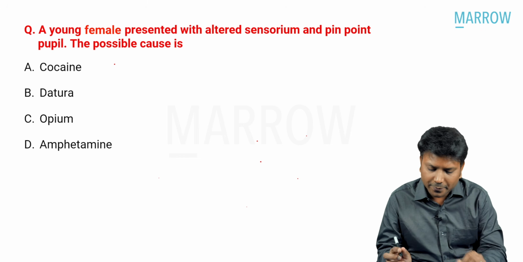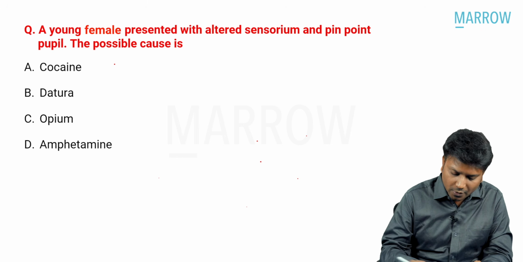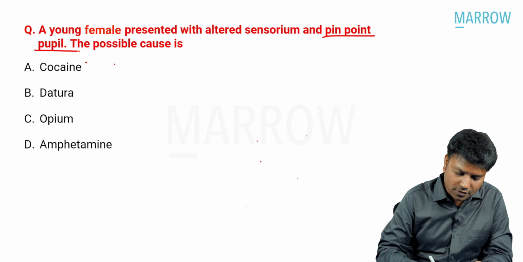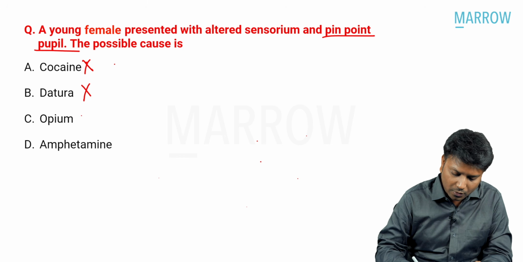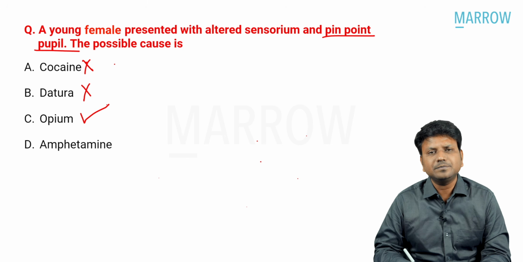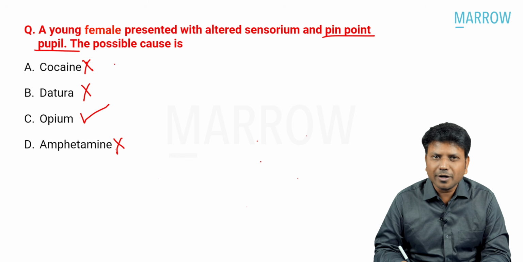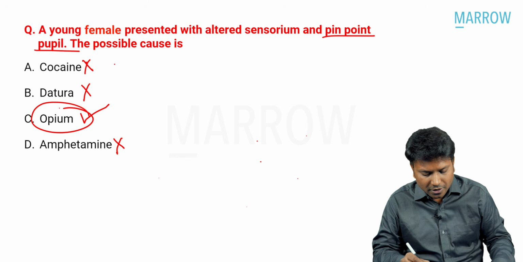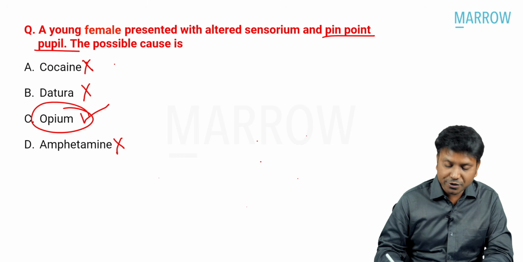A young female presented with altered sensorium, pinpoint pupil, what is the possible cause? We can look at the options. Cocaine, no, because cocaine causes dilated pupil. Datura also causes dilated pupil. Opium causes pinpoint pupil. Amphetamine, you know that it causes dilated pupils. All the remaining options cause dilated pupils. Only one that causes pinpoint pupil is opium. Let us look at the discussion of the options.